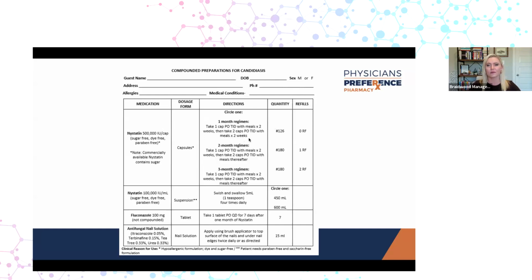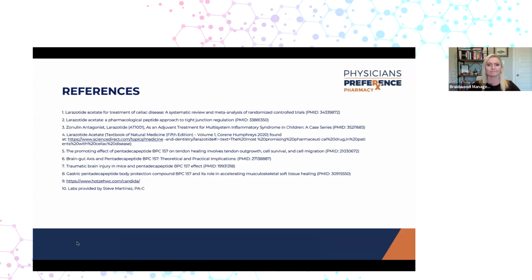Now, you will see a 1 month, 2 month, or 3 month regimen on here. If you've got a patient that you really think it's going to be a compliance issue and you just need to let them hit it hard for 1 month, then that's fine. You can see that the quantity will change. We also do offer a nystatin suspension. This is almost exclusively used for kiddos or for patients that have oral thrush. And then the fluconazole, again, not compounded. And then here is your information on the antifungal nail solution.